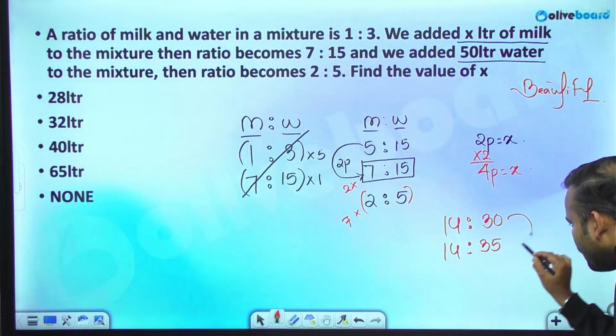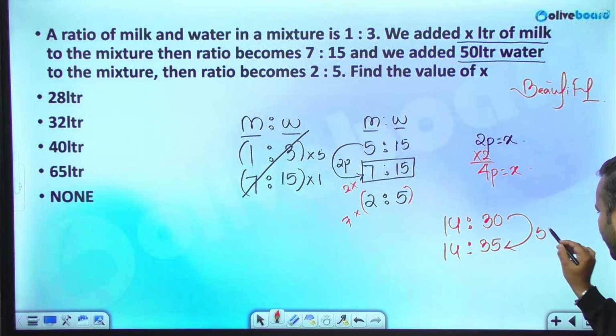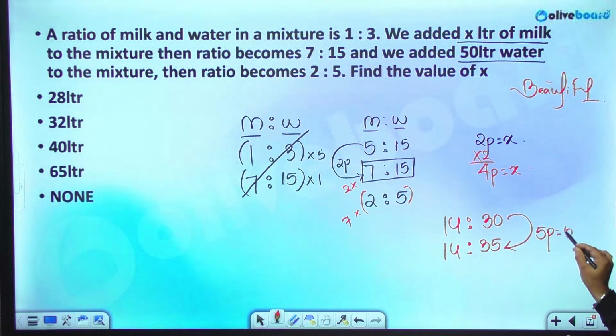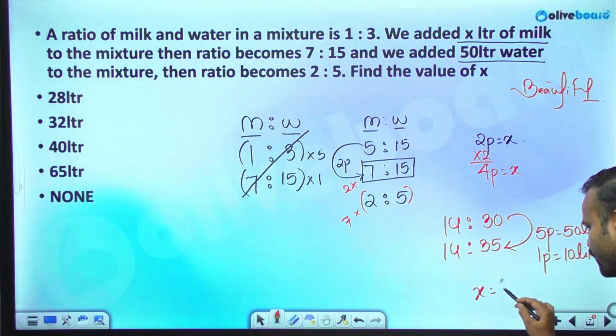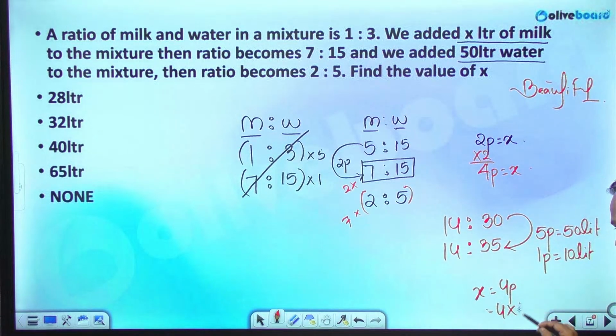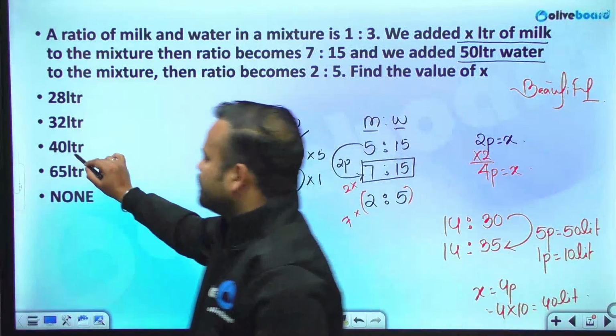So the amount of water added is 5 unit, which is equivalent to 50 liter. So if 5 unit is equivalent to 50 liter, 1 unit will be equivalent to 10 liter. And if 1 unit is equivalent to 10 liter, the value of x will be 4 units. So 4 unit will be 4 into 10, that is 40 liter. So the value of x is 40 liter, which is option number C.